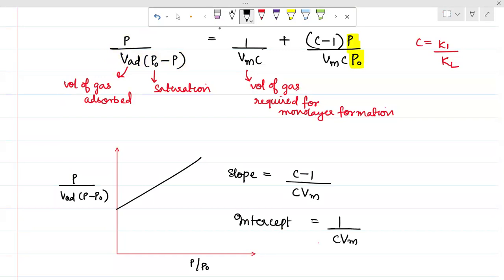There is no way out. So you have to learn this. P by V absorbed divided by (P naught minus P) is equal to 1 by VmC plus (C minus 1) P by VmC P naught. This is the BET equation. Very, very, very important.